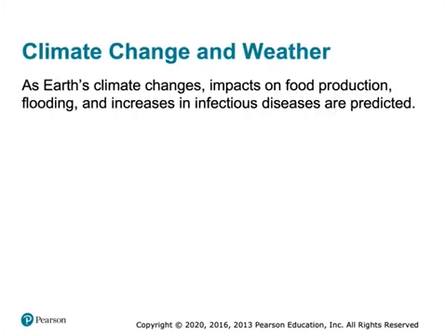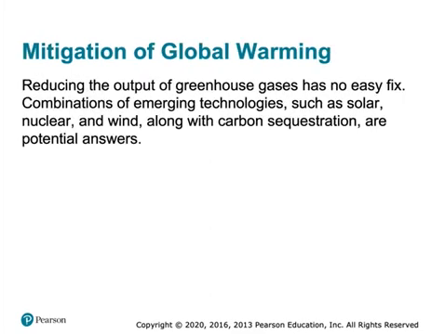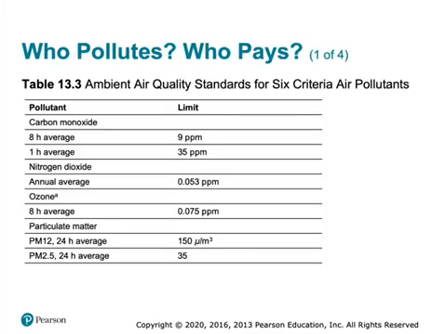And as the Earth's climate changes, there are impacts on food production, and there are predictions of increases in infectious diseases. So, how are we going to mitigate global warming? We're looking at emerging technologies: solar, nuclear. It'd be wonderful if we could get away from fossil fuels and do something like nuclear fusion to get all our energy. Also carbon sequestration, to grab carbon out of the air. These are answers. We're still working on them, so this is an ongoing problem, and we're looking to see if we can fix that. So, who pollutes, who pays?